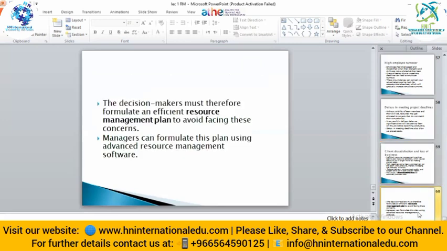So the decision makers must therefore formulate an effective resource management plan to avoid facing these concerns. Managers can formulate this plan using advanced resource management software. Different sorts of software are available for the resource management tasks.